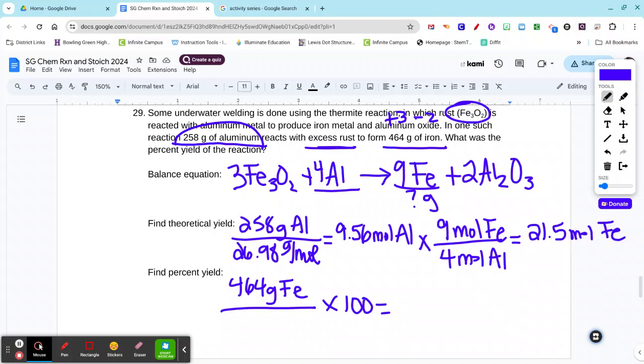So because percent yield is in grams, I'm going to multiply by my molar mass of iron, which is 55.85 grams per mole from the periodic table, and I get 1,202 grams for 4 sig figs. Okay, I guess we probably should use 3 here, so you could go to 1,200. Okay, when I did my math, I used 1,202.